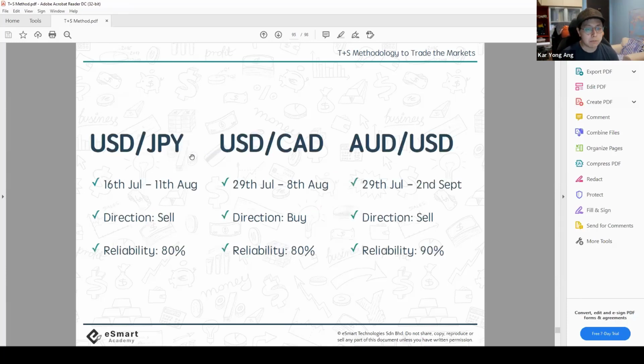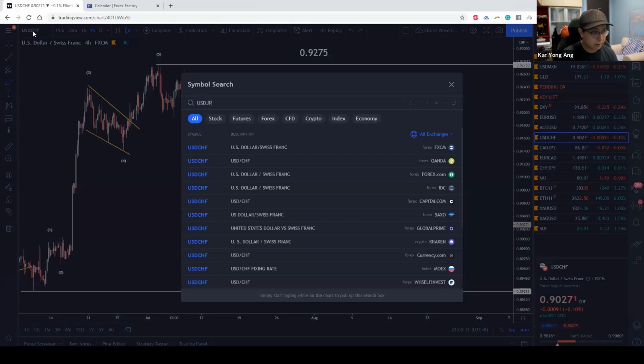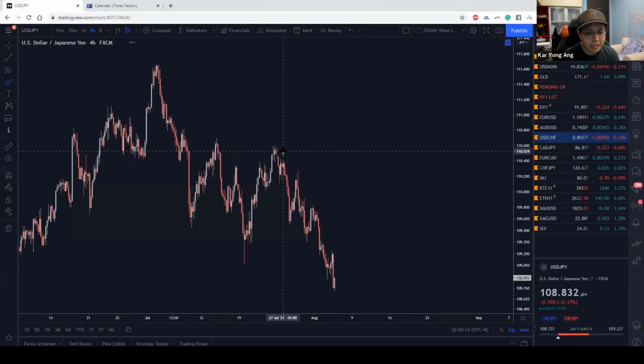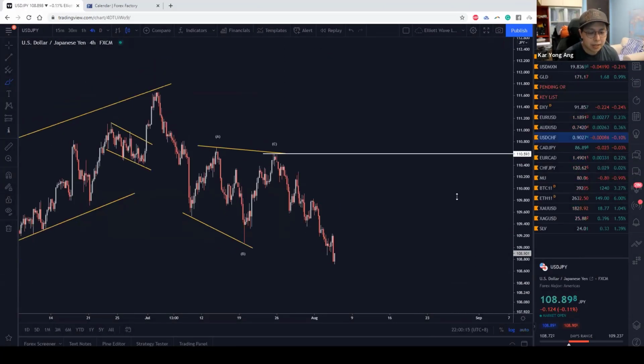On the FX side of things, these are the three currency pairs and the three date windows you want to focus on. For dollar yen, we are still within this period, you can see, until 11th of August, which is next week. Focus on the sell. Based on the past 10 years, there's a good 80% chance. Let me bring you to dollar yen and look at the chart. You don't want to just anyhow sell, but you do realize that price is already falling. Just to give you the perspective of it.